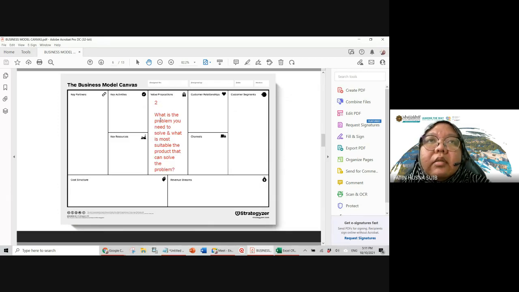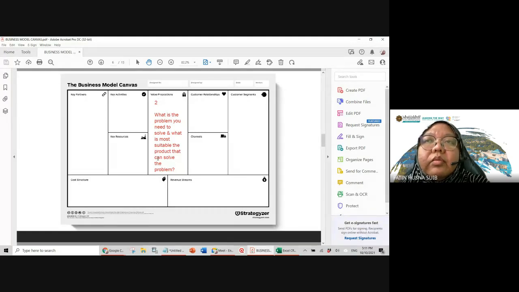Value proposition. What is the problem you need to solve? Basically, value proposition is what is the uniqueness about your product? When we are learning copywriting, there is a USP, unique selling proposition, remember? Okay, USP, the unique things about your product that can differentiate it from your competitors. For example, maybe you are doing some sort of service that the other competitors don't do. So that should be number one.